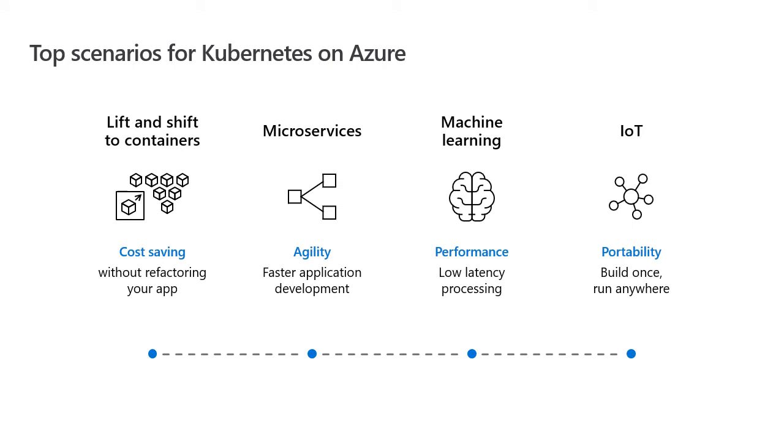So what are some of the top scenarios for using Kubernetes on Azure? An example is you containerize your applications and then lift and shift up to Azure, and you let AKS orchestrate all of that. The advantage here is that you don't need to refactor your app that much, because you simply change it from running on a virtual machine to a container.